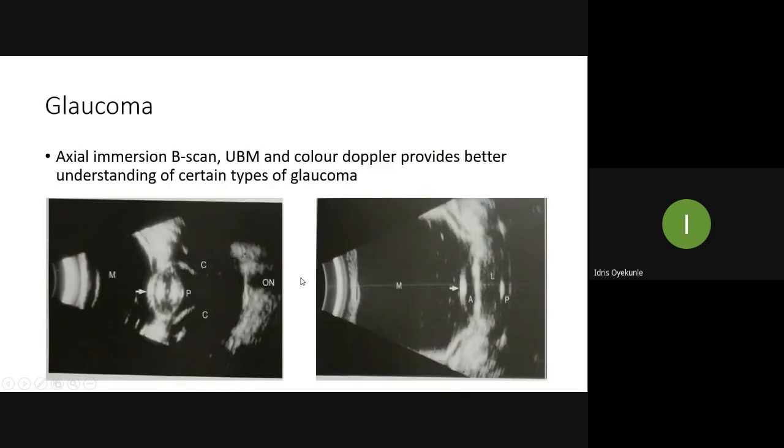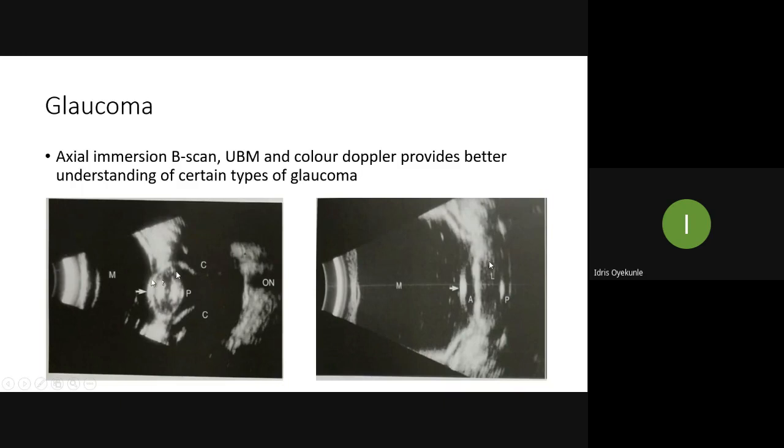Also for glaucoma, it's not common because we have other better imaging techniques, but we can also use, especially, UBM and color Doppler to understand certain types of glaucoma. In a patient who has dislocation of the lens into the anterior chamber with pupillary block, this is what you would see. So it looks like here. You can see this lens within the AC here. The AC is flat. You can't see anything here. This is the cornea.